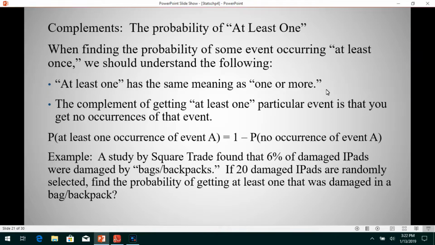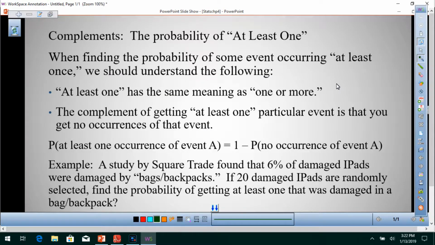So let's see here. If we were to write it, the probability of R greater than or equal to 1, and here would be the probability of 0. The probability of at least one occurrence of event A equals 1 minus the probability of no occurrence of event A.